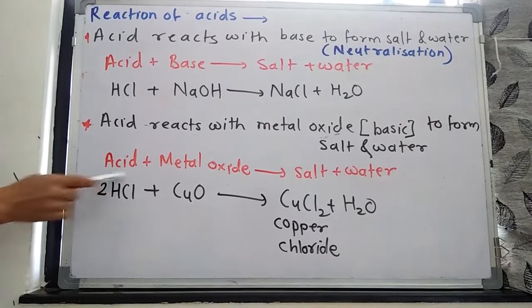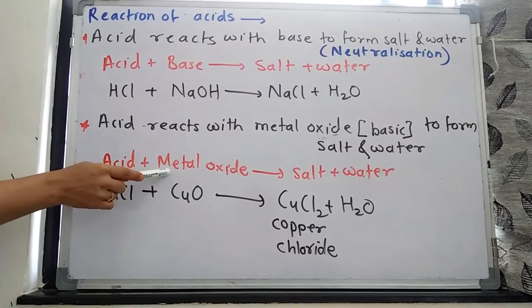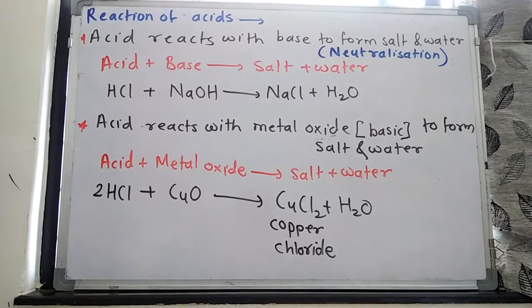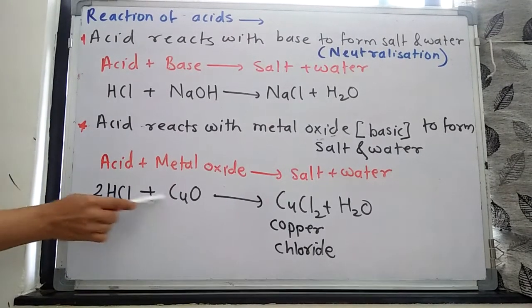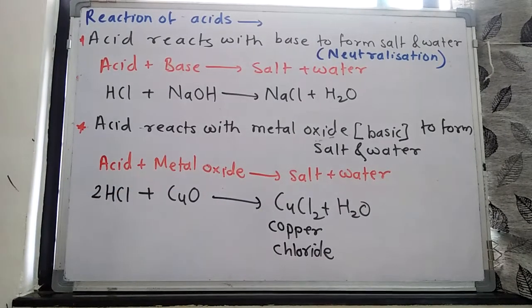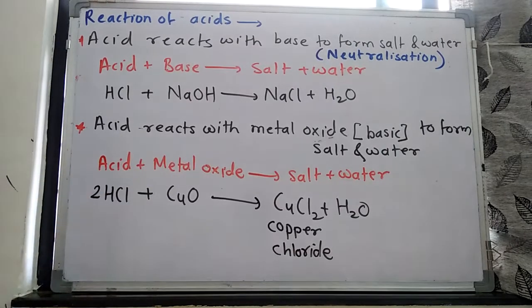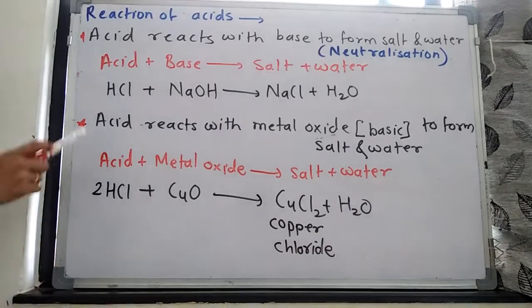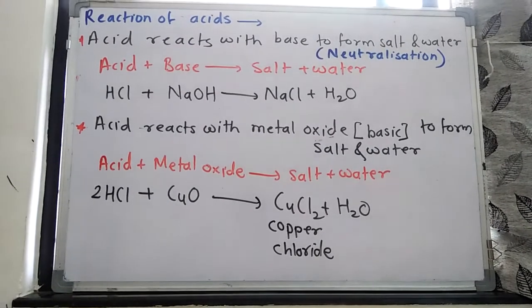So here we have taken acid, HCl. Metal oxide, the metal is copper. Copper oxide is a metallic oxide, which is basic in nature. So this copper and this twice of Cl react with each other to give copper chloride with the formation of water. So acid plus metal oxides also give salt and water. This is also a type of neutralization reaction.